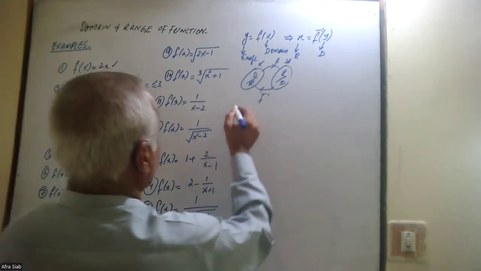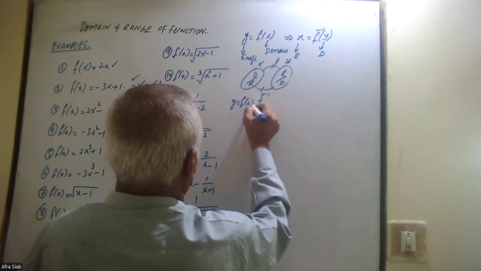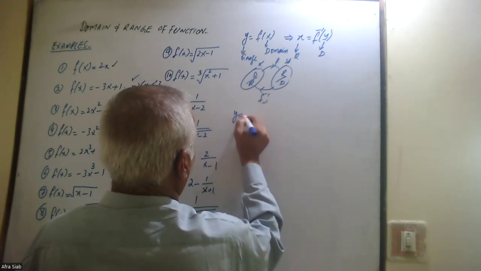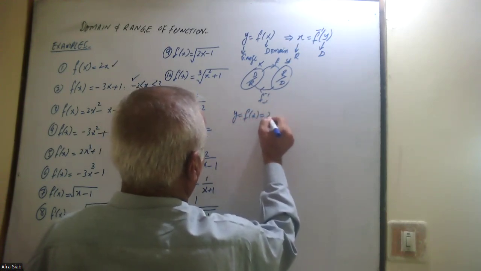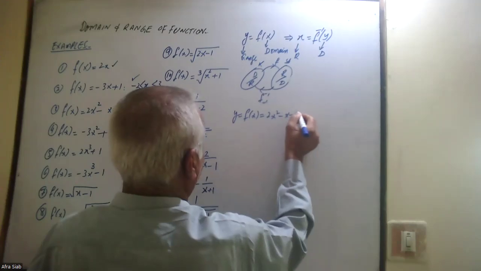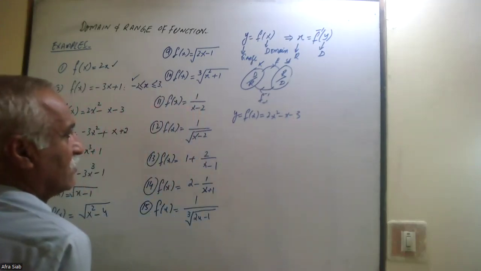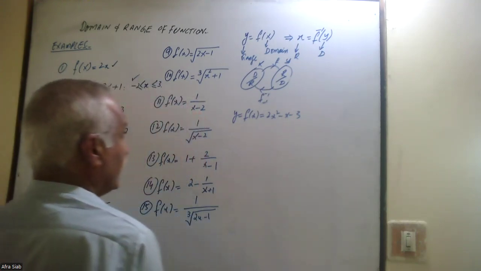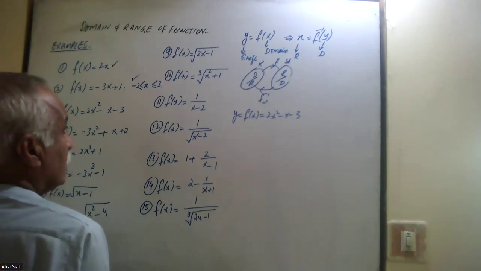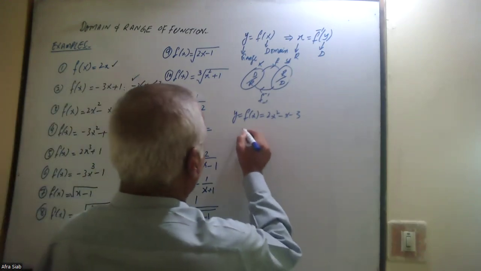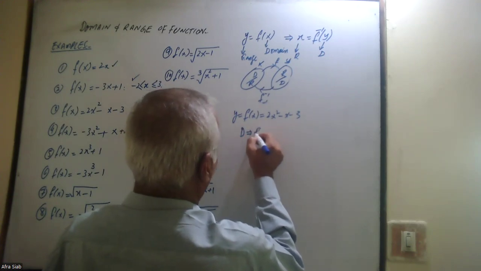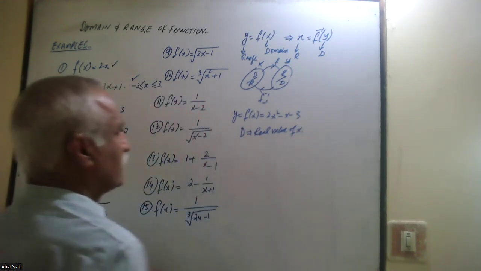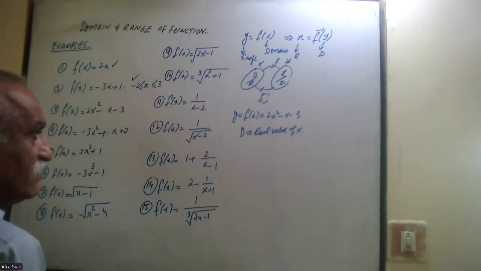Y is equal to f of x, and that is equal to 2x squared minus x minus 3. Now, you are going to find the domain and the range of this graph. We know that the domain of this function is all real values of x. Whenever it is a general polynomial, all values of x are possible in that equation.